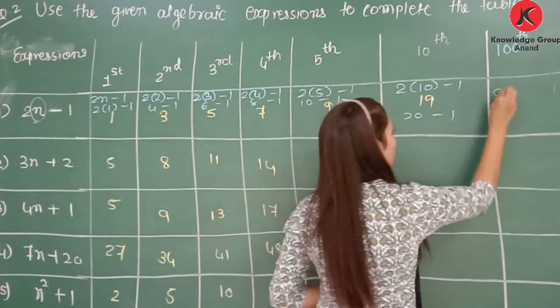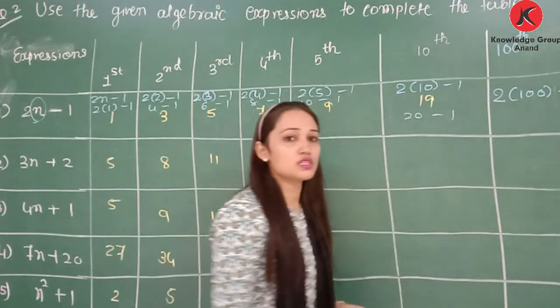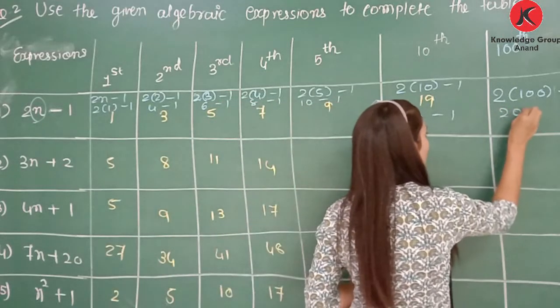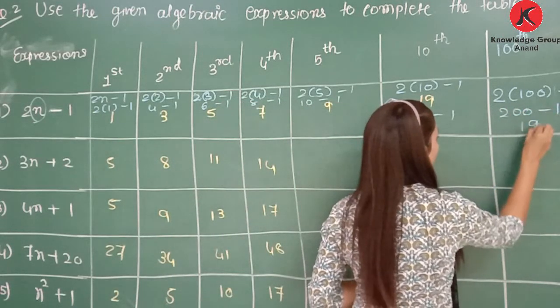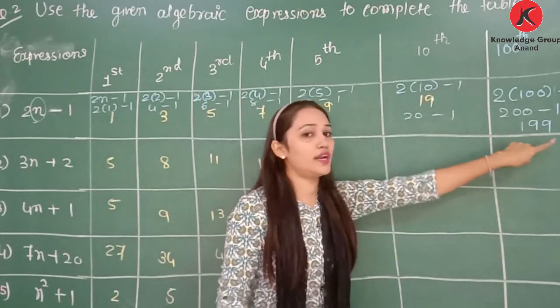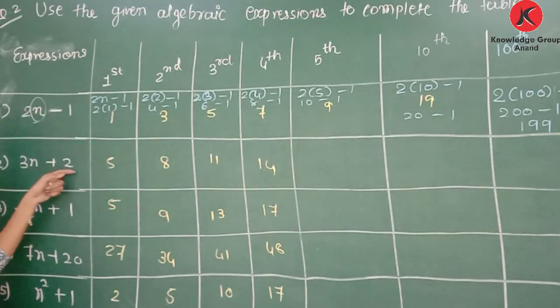It is 2 inside the bracket 100 minus 1. You need to show this calculation also in the table. So that is 200 minus 1. Answer is 199. Clear? So what is the 100th term? It is 199. Now for the next pattern it is 3n plus 2.